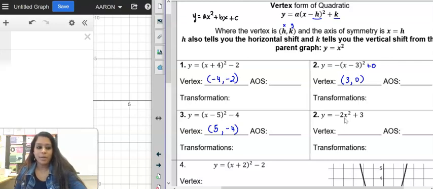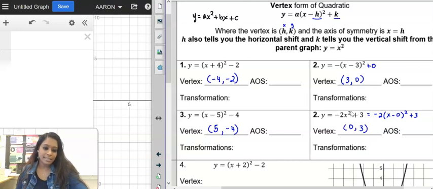For this one, it doesn't have parentheses, but I can rewrite this to say -2 parentheses x plus or minus 0, 0 is not positive or negative, squared plus 3, because these two are basically equivalent. So that means my x-coordinate right here is 0, and then my y-coordinate is +3. Okay, so that's what that is.